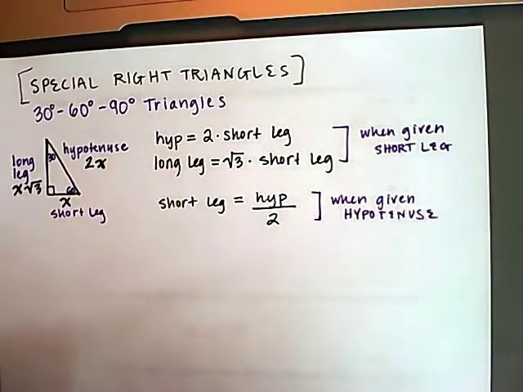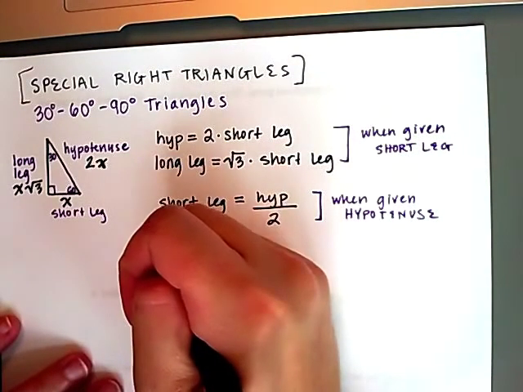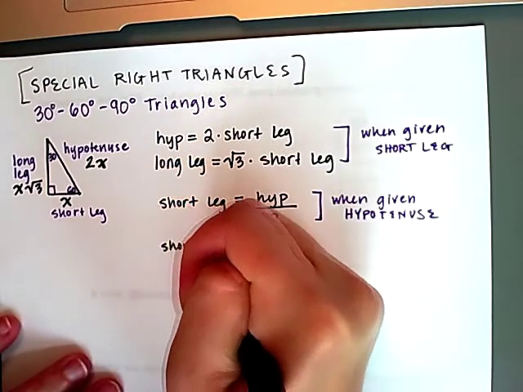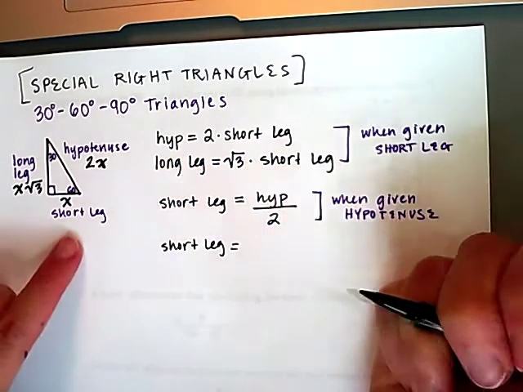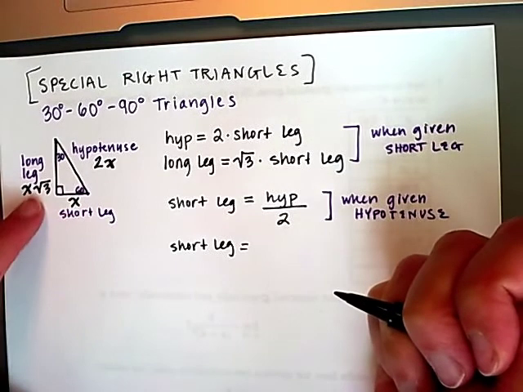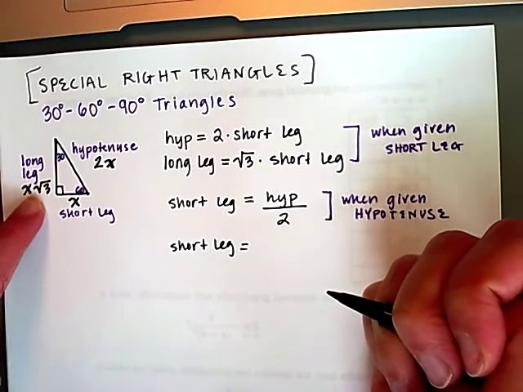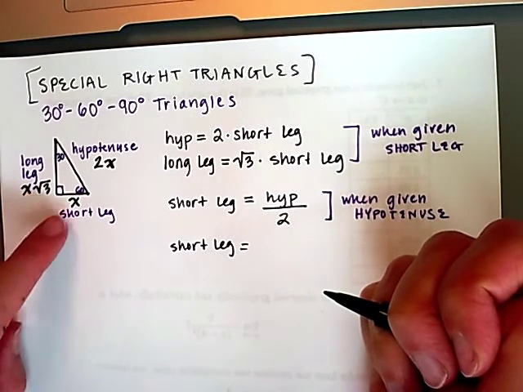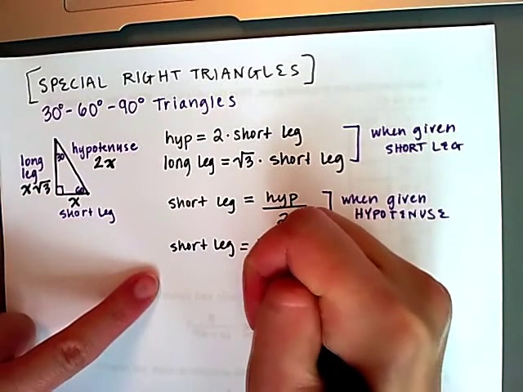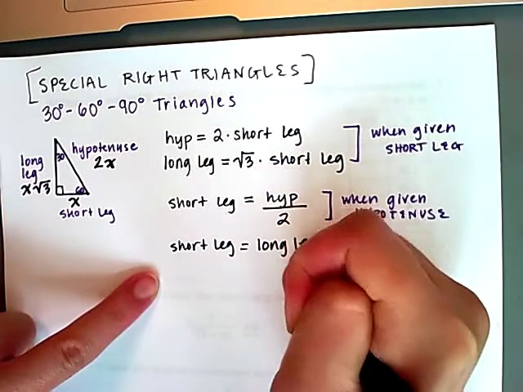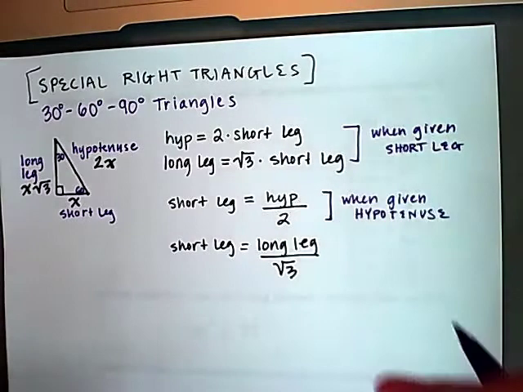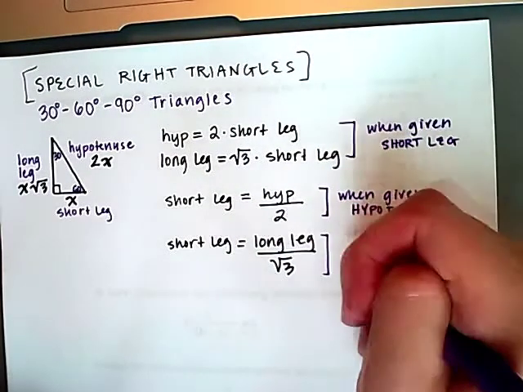And then the last formula: how do you get from the long leg to the short leg? You have to get rid of that root 3 that's being multiplied, so you divide by root 3 to get the short leg. So the short leg is equal to the long leg divided by the square root of 3. We'd use this one if I was given the long leg.